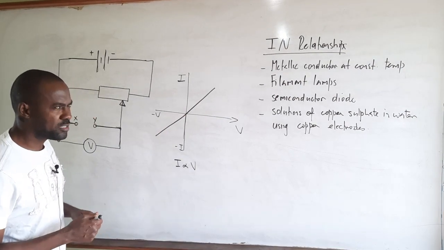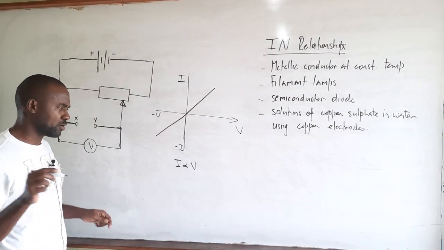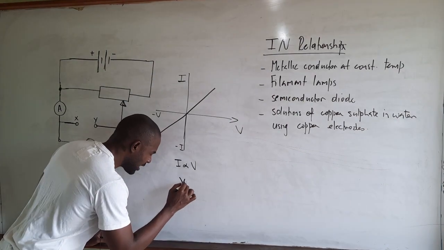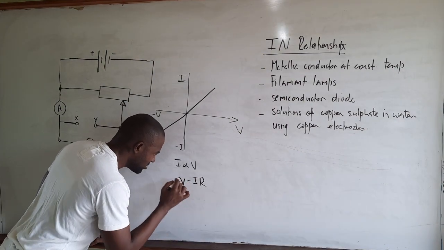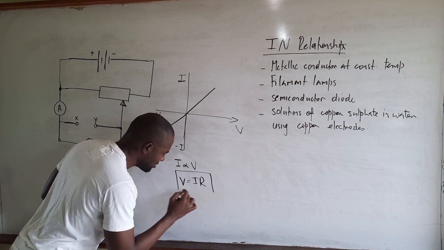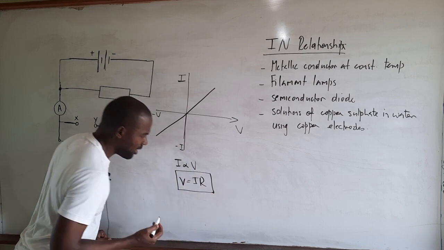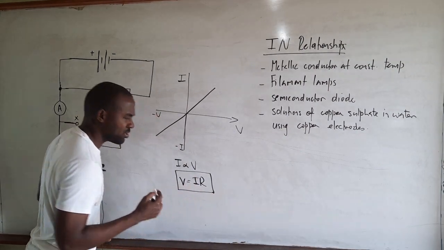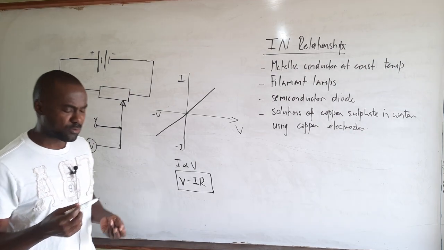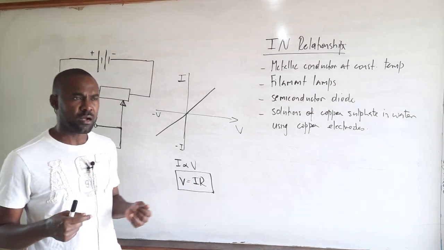Now Ohm's law is often expressed in the form of an equation. V is equal to IR, right? So this equation of course occurs as a consequence of Ohm's law, in that the current is proportional to the PD, provided that temperature and other physical conditions remain constant.